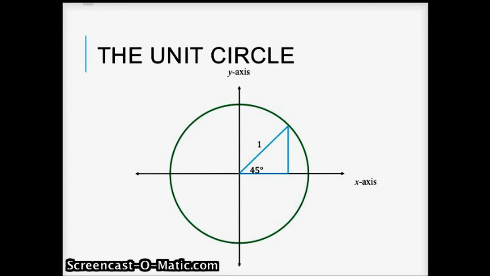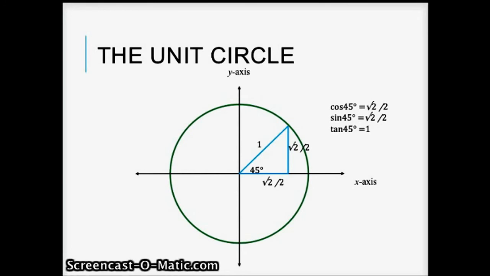Using the same technique, we can find the coordinates of points that correspond to a 45 degree angle. Recall the side lengths of this triangle are each root 2 over 2. Therefore, both sine and cosine of a 45 degree angle are root 2 over 2. Since sine and cosine are the same value, tangent of 45 degrees is simply 1.